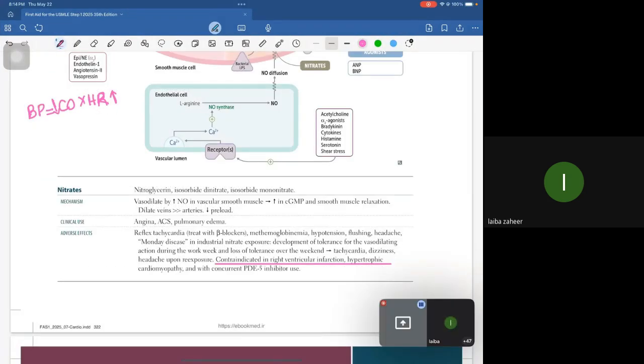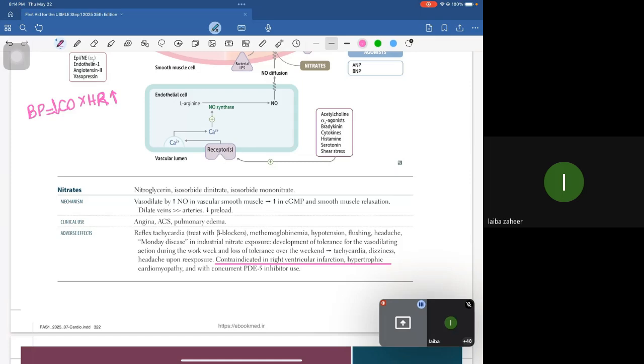Okay, so the reason I told you that: in right-sided heart failure, the right side of the heart is not working anymore, right? So when the right side of the heart does not work, it is not going to send blood to the left side of the heart. Preload is basically the amount of blood that is present in the left side of the heart. So the amount of blood going to the left side of the heart is already very low. Now, if we give these patients nitrates, they will have a further decrease in preload.